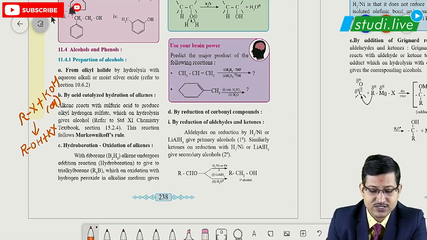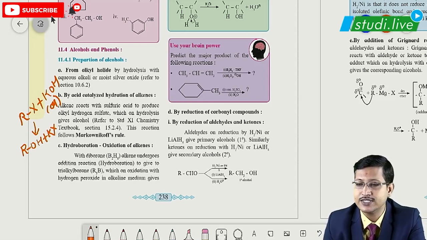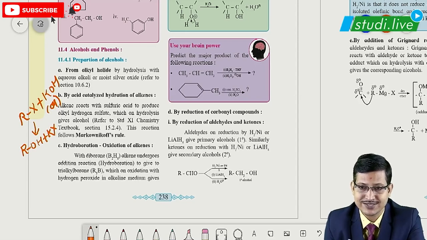The second reaction is acid catalyzed hydration of alkenes, wherein it reacts with sulfuric acid. Here also they have mentioned that it is completed in your class 11th. Most of the times, when your textbooks are framed, this is what happens. 11th and 12th is a combined study. It's not that you forget the concepts of 11th and you come to 12th.